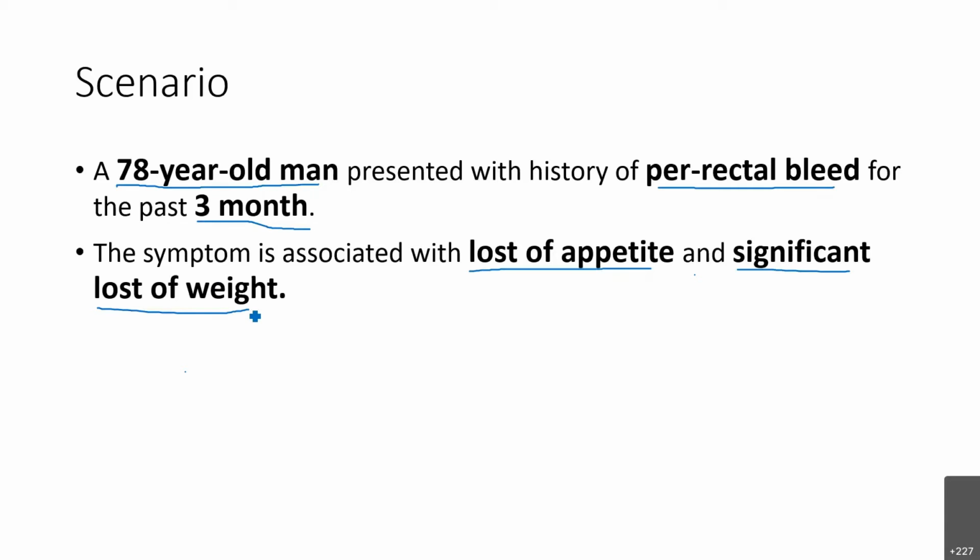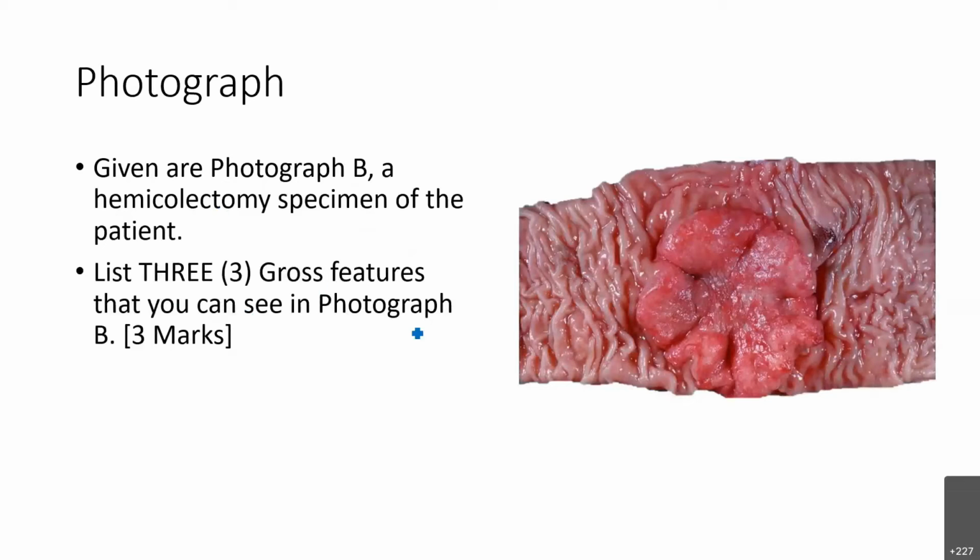Okay, next, for the second part of the question, the photograph or the gross findings. Usually you are given a photograph of a specimen. The question will explain, for example, a photograph of a hemicolectomy specimen of the patient. This also gives you a clue about what kind of specimen it is. Hemicolectomy means a segment of colon that had been removed from the patient. It is already opened, as you can see. All of these are the rugae, and there's something at the center there.